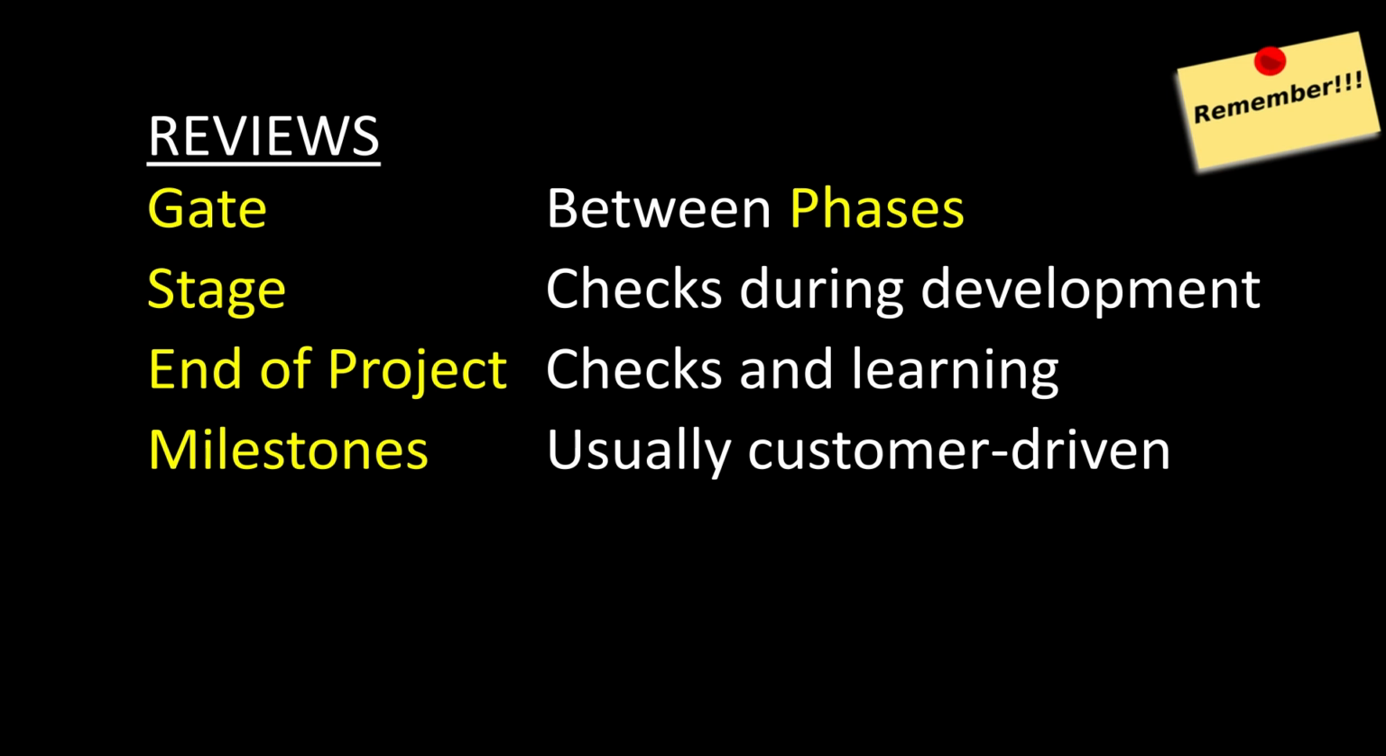So 4 main types of reviews. Gate reviews, really important, check before we move forward. Stage reviews, really important for the project manager to make sure that everything is on track where they think it should be. End of project review, last checks before we hand stuff over and see what we can learn from it. And milestones, normally driven externally by one of our stakeholders, by our customer or our client.